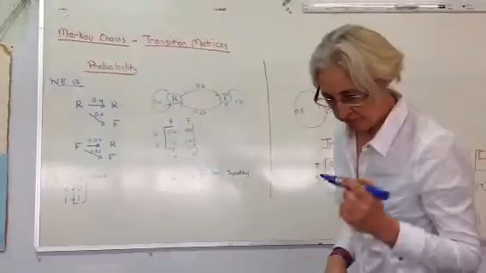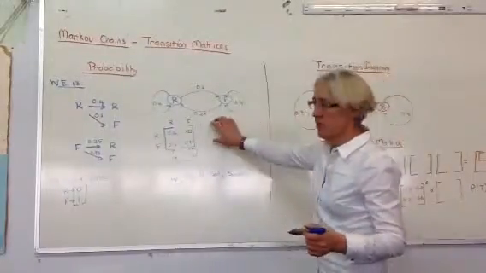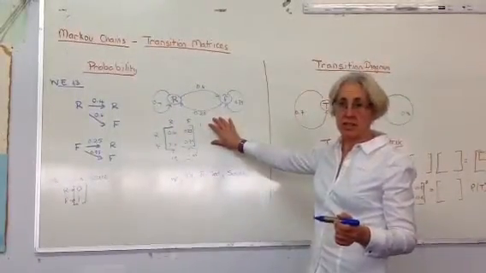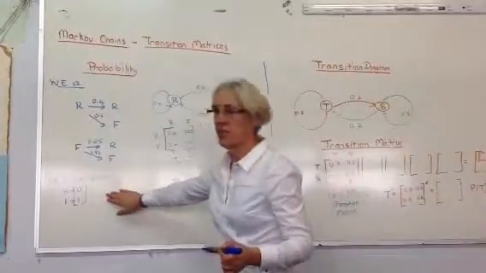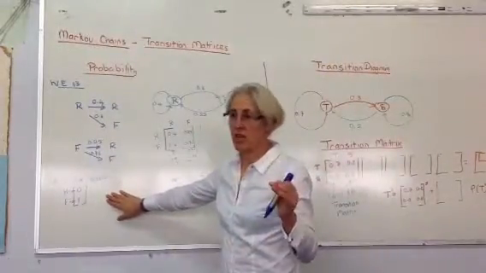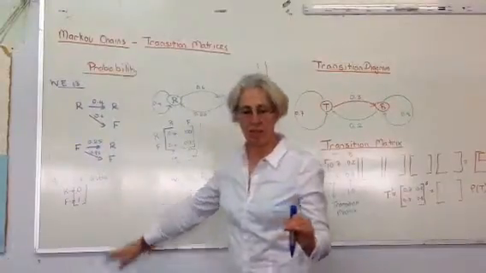So, this is our transition matrix. Everyone's happy with the transition matrix? Okay. And this is our initial state matrix, which is based on the fact that no rain Wednesday means it's got to be fine on Wednesday.